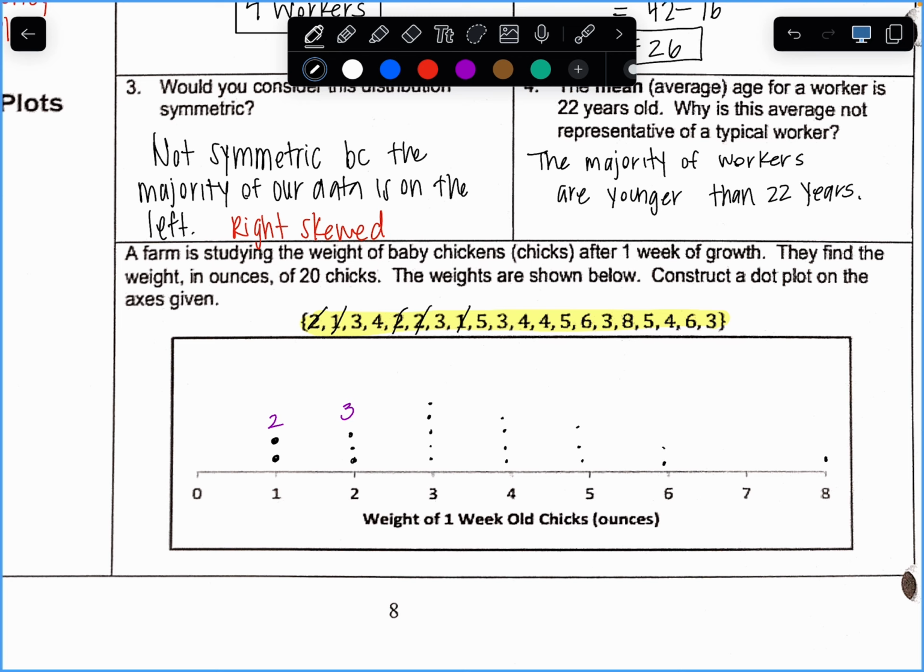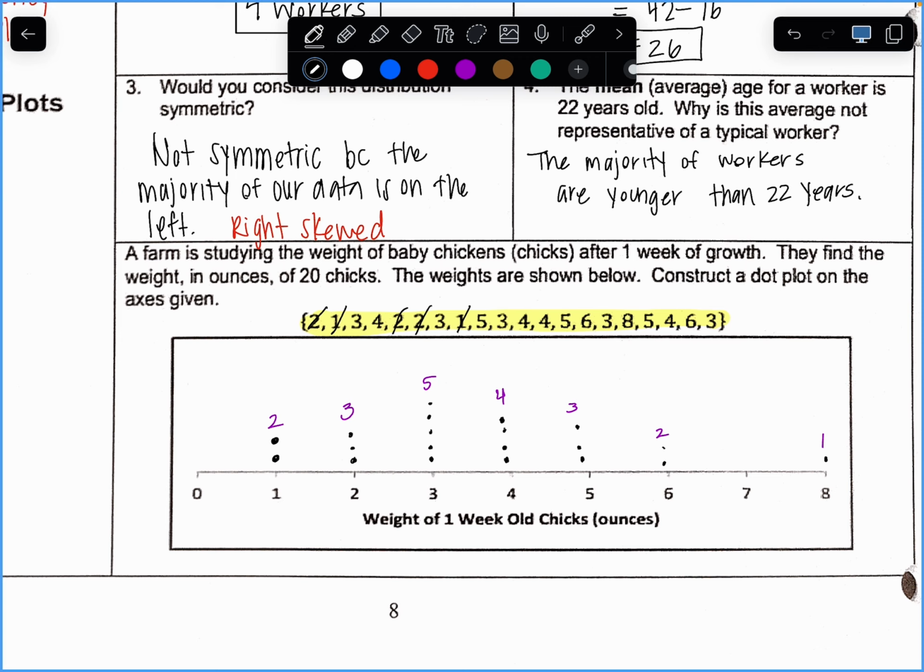When you're done, please put your pencil down. Okay. Does yours look similar to mine? Yeah. Pretty cool stuff, huh?